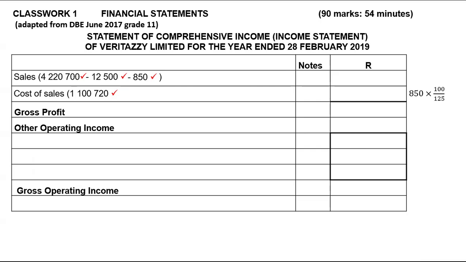It is always 100 divided by 100 plus the markup. 850 multiplied by 100 divided by 125 will give us 680. This 680 represents the cost price of goods that were returned to us. It'll therefore increase our trading stock, but at the same time, it will decrease our trading stock because these goods were immediately sent back to the supplier as they were damaged. So we will add that 680 and then subtract it because it was returned to the supplier.